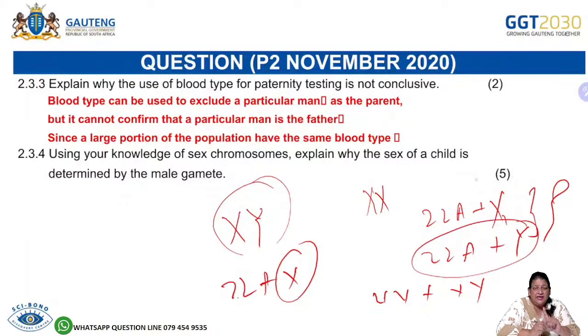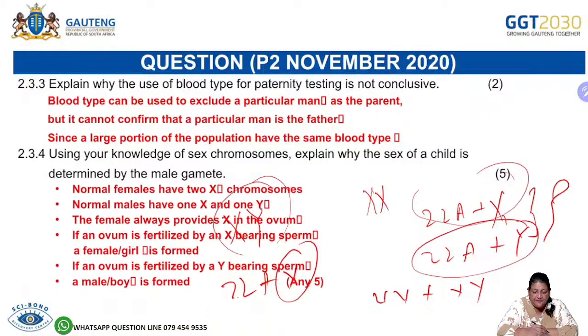If a parent has only daughters, it means that all the children are forming from sperm cells with the X. So there's something wrong with the sperm cells. This parent has more sperm cells with 22 plus X and very few sperm cells with 22 plus Y. So it is the male gamete that determines the sex of the child, okay?